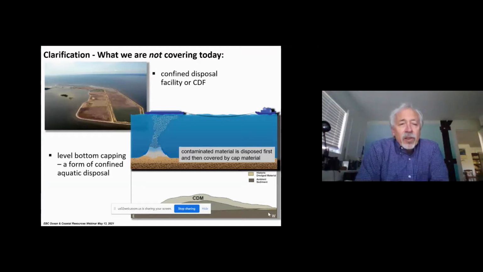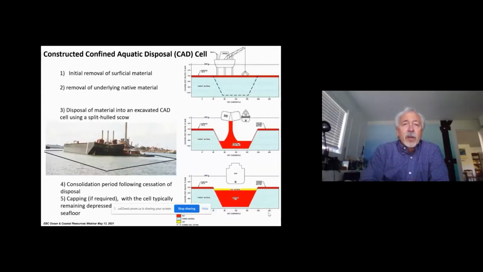And then what we call level bottom capping in the bottom figures, where unsuitable contaminated material is placed on an open seabed and then sequentially covered with layers of clean capping material. That has happened a good bit historically. It's less frequent now, but neither of those are the topic for today. We're focusing on constructed confined aquatic disposal cells.